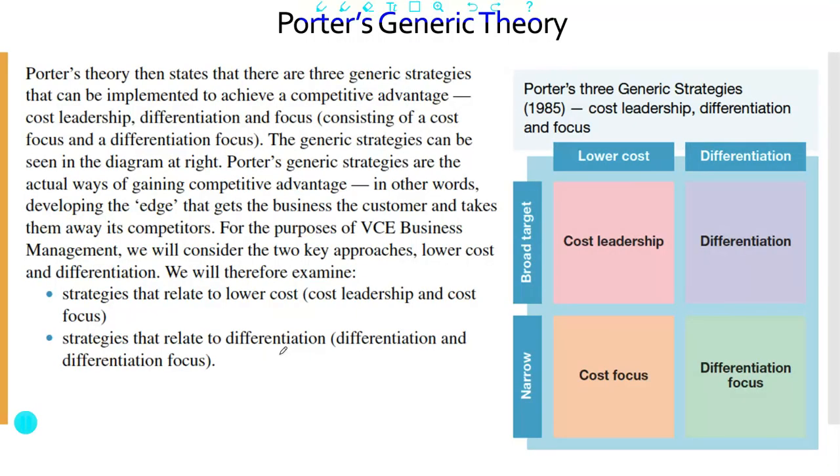Now, once you have done that, then you are able to adopt one of these strategies. And Porter's theory states that there are really three generic strategies that can be implemented to achieve a competitive advantage. These being cost leadership, differentiation, and focus. Focus consists of cost focus and a differentiation focus. So we'll talk about these in a second, and these are the ways that we will work through.